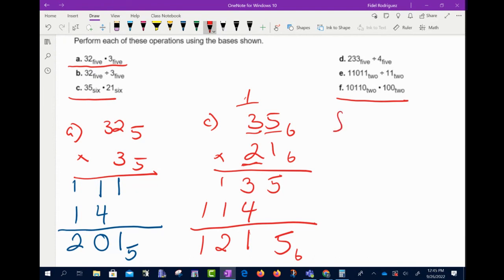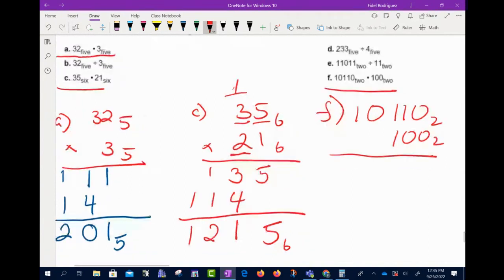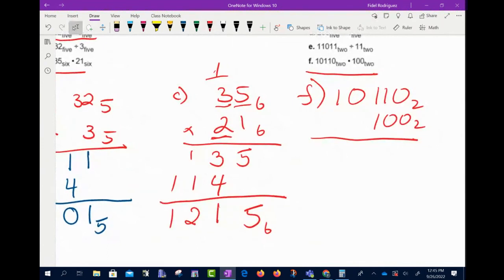All right, let's do part F. Okay? So look, I'm going to write 10110 in base 2 times 100 base 2. Okay? All right, so let's think about this again for a minute. I'm in base 2. That means I'm going to regroup when I have 2 or more. Okay, so let's go ahead and multiply.